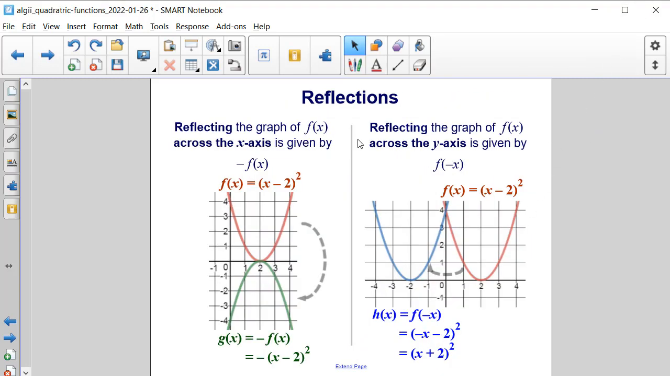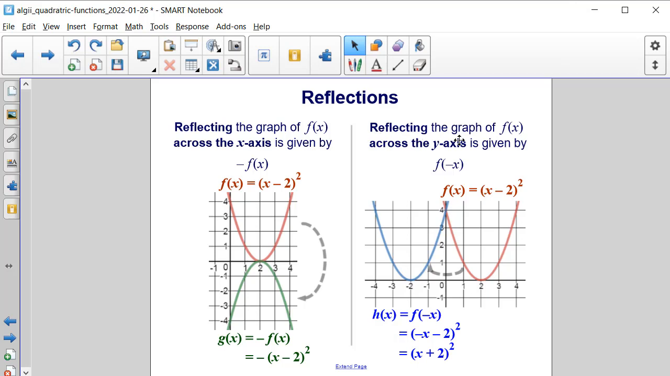Now let's talk about reflections. Reflecting the graph of f of x across the x-axis is given by negative times f of x. So if we had f of x being equal to the quantity x minus 2 squared, and we reflect it across the x-axis, g of x, which is the negative of f of x, would be equal to the negative of x minus 2, in parentheses, quantity squared.